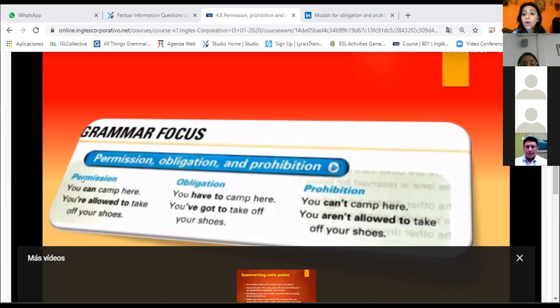All right. Then we have obligation. You have to camp here, and you've got to take off your shoes. Both of them express obligation. Maybe have got to is stronger than have to. Have to, we usually use more, like when we say, you have to study, you have to be in class, you have to drink water, okay? Usually we use that one more than you have got to.